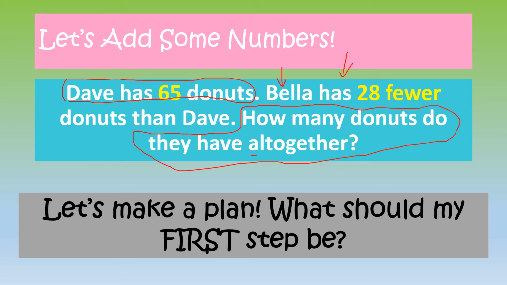Let's make a plan. What should my first step be? What will some of you do? You will go and say 65 plus 28, or some of you will go and say 65 minus 28. Right? You have not taken time to analyze the problem. So we must have a plan, student. We cannot just go and do.